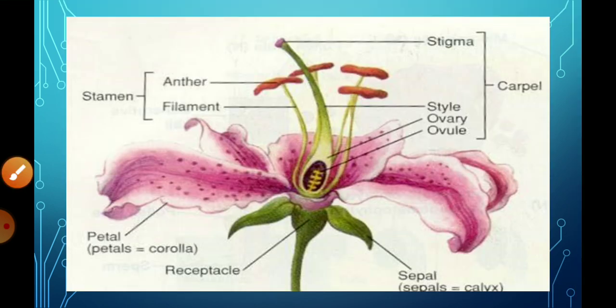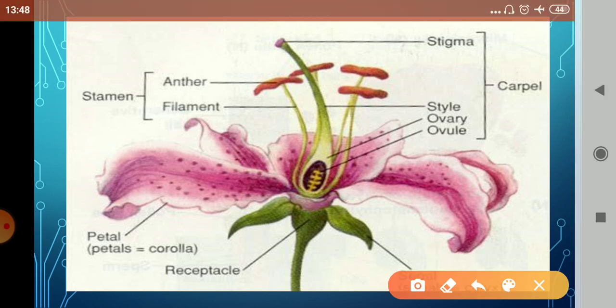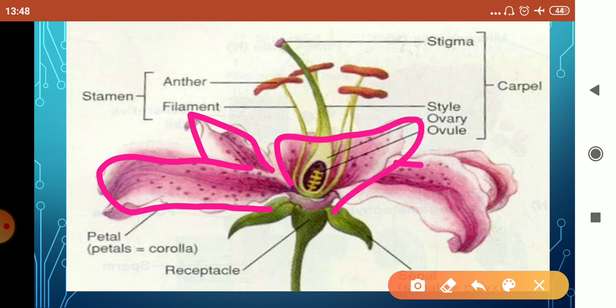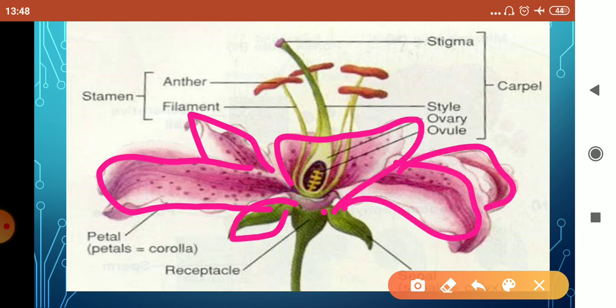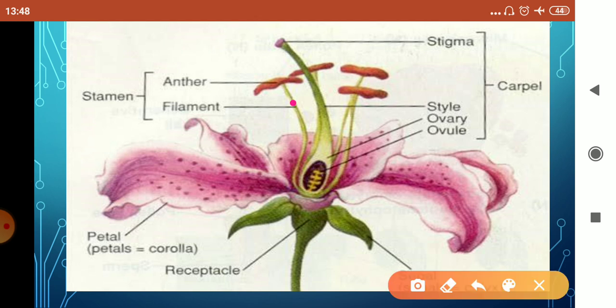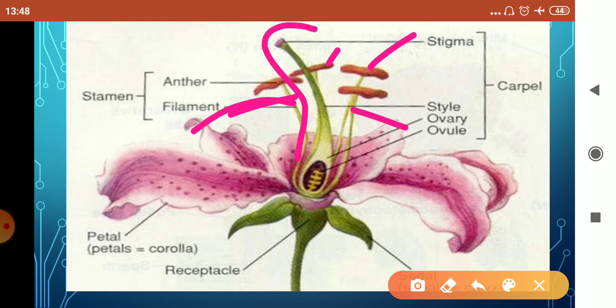So let us view the structure of a flower. Here these are the petals. These petals are collectively called corolla, and these green parts are the sepals, and these sepals are collectively called calyx. Now this third whorl is the androecium, and each one is called a stamen which has anther and filament, and this fourth whorl is called the gynoecium, the female reproductive whorl of the flower.